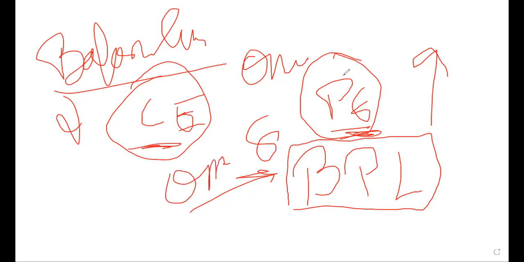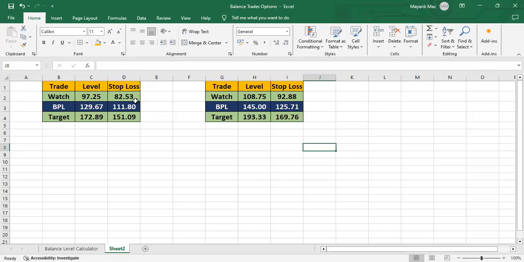So let me show you on charts how this BPL works. And first, let me show you the levels also, which I calculated. Wait for a while. Okay. So these are the BPL levels.